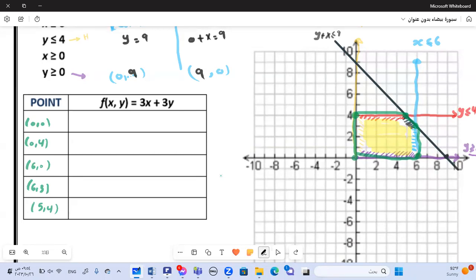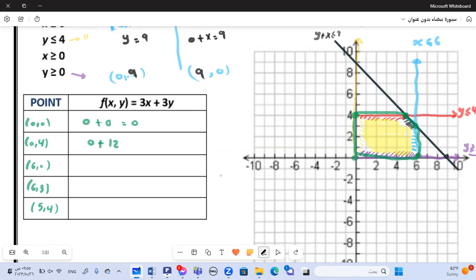Okay, so let's substitute into this function. So 0 and 0: 3 multiplied by 0 plus 3 multiplied by 0, so the answer will be 0. Then 0 multiplied by 3 will be 0 plus 3 multiplied by 4 will be 12.